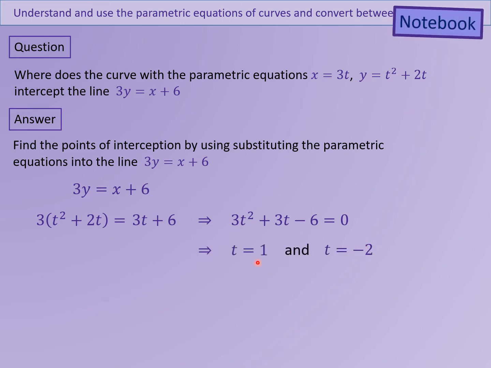So t equals 1 and t equals minus 2. If you think of t as a time, what time do they cross? At 1 second and at minus 2 seconds. So you could see how they might use this in an applied maths question.